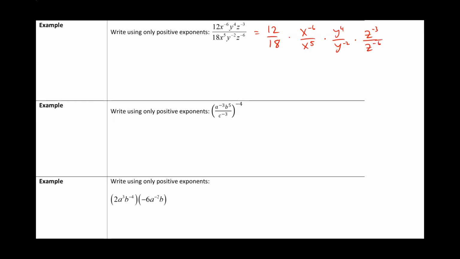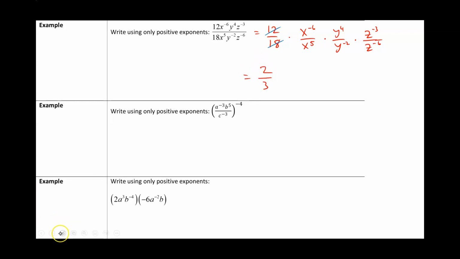Now there are many ways of doing this problem. You can experiment with different ways, but I'll show you one way. And again, you can try a different way. So first off, you can reduce this. 6 goes into 12 twice, and 6 goes into 18 3 times. So this gives us 2/3.